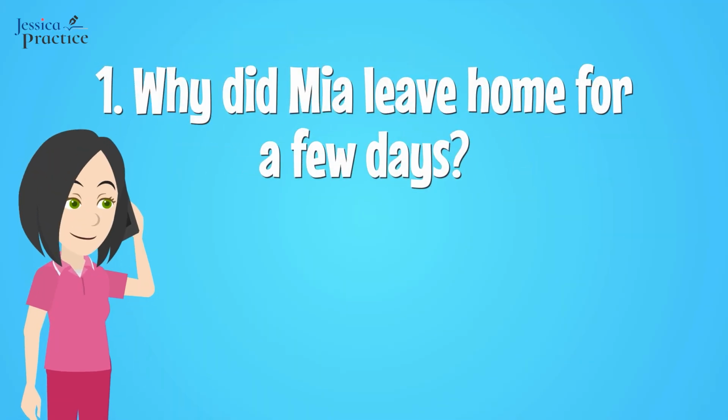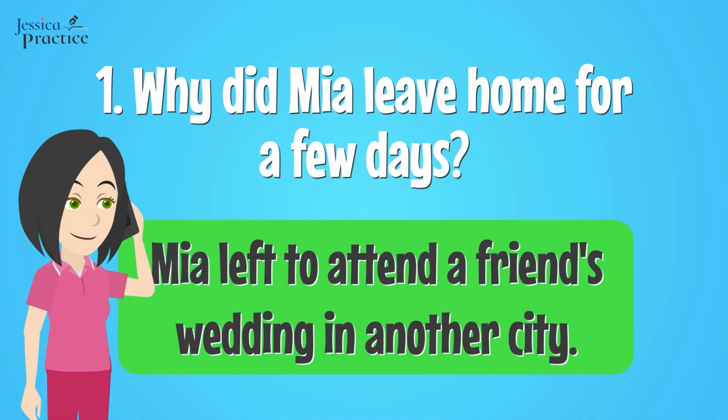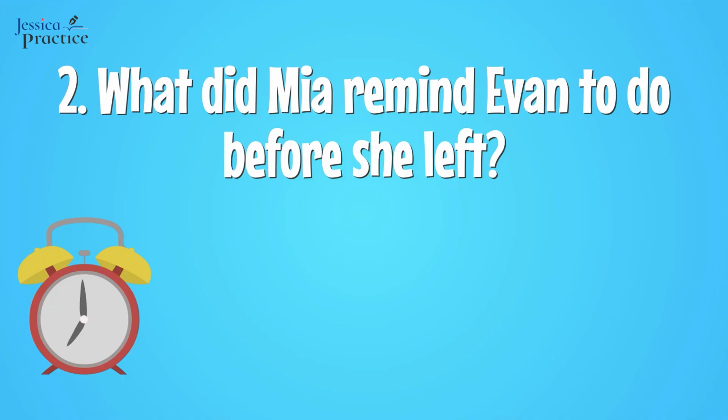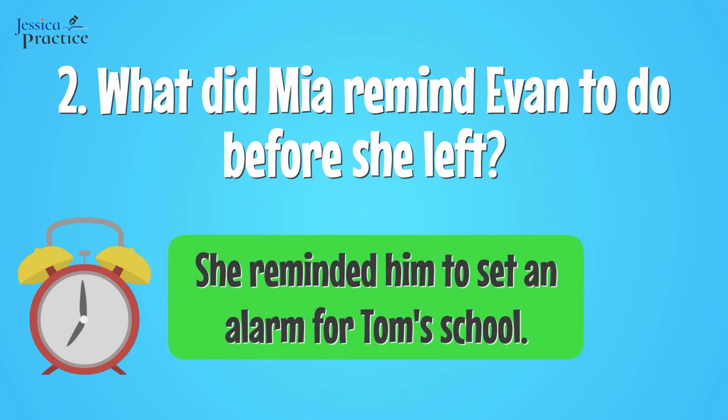Number 1. Why did Mia leave home for a few days? Mia left to attend a friend's wedding in another city. Number 2. What did Mia remind Evan to do before she left? She reminded him to set an alarm for Tom's school.